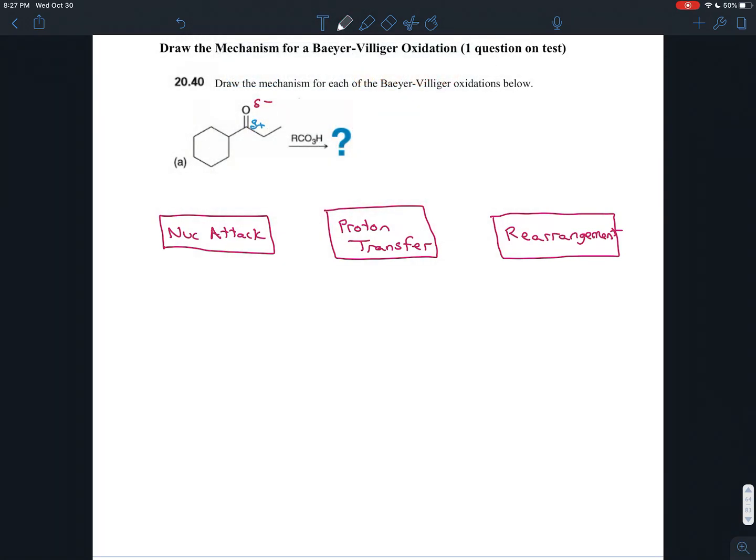Okay, well, what do these look like? First, you have your molecule. And for us, that will be this ketone.